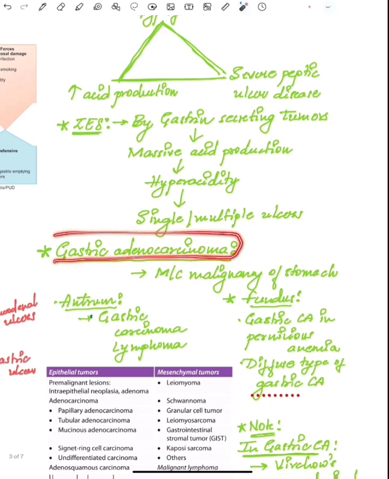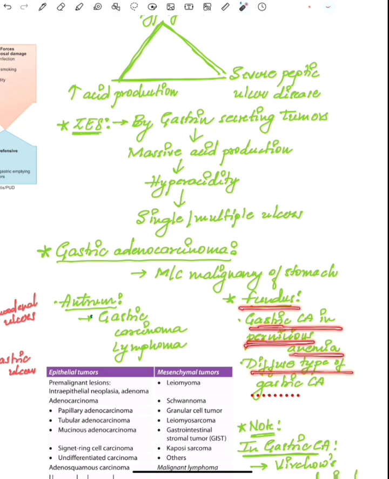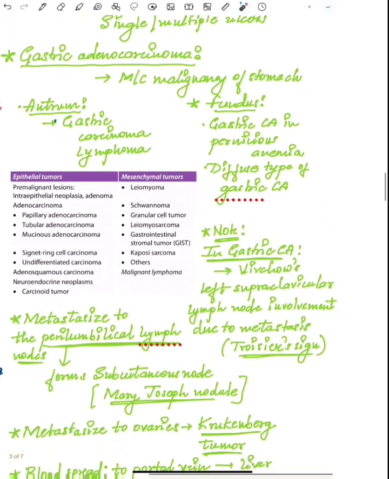Gastric adenocarcinoma. This gastric adenocarcinoma is the most common malignancy of the stomach. In the antrum, we can see gastric carcinoma, and in the fundus, we can see gastric carcinoma in pernicious anemia or the diffuse type of gastric carcinoma.